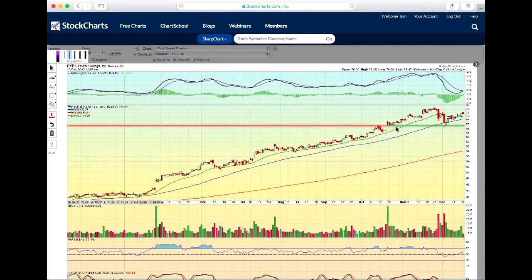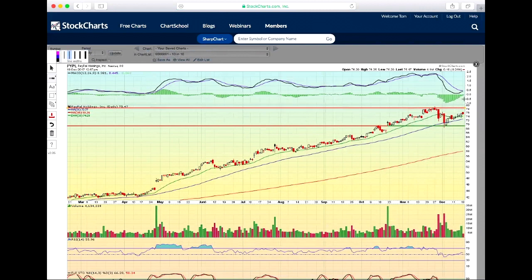And notice it has been holding. It held right after the breakout. And then again in early December when we pulled back, it held again. So that's your support. To the upside, the recent high, which is just above 78, maybe close to 79. That's the trading range. I'm going to say 69 to 79.